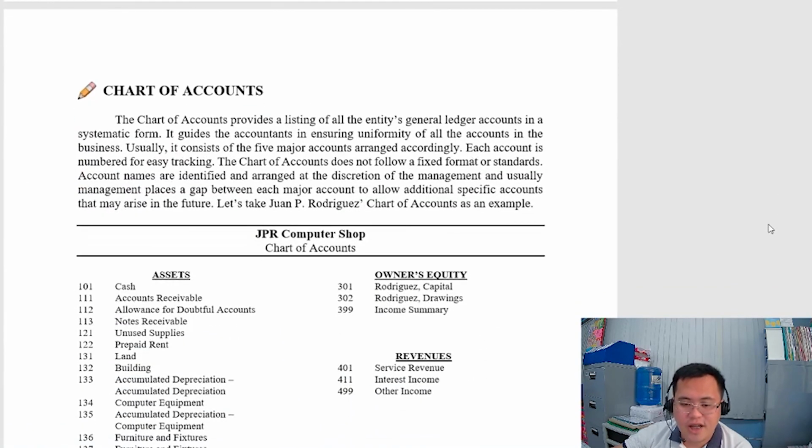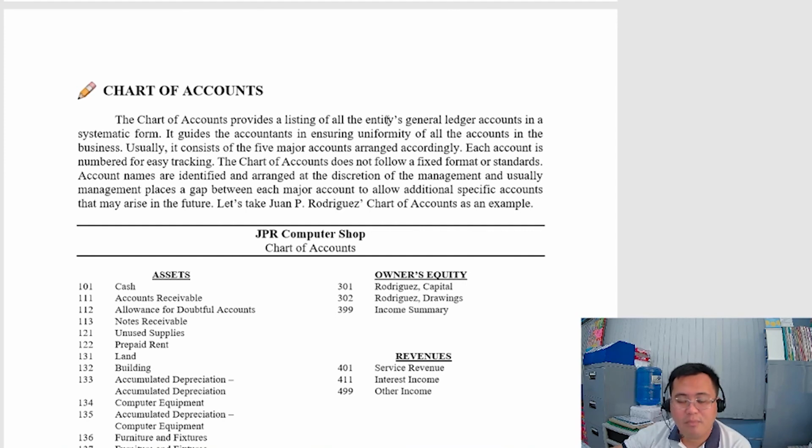So let's proceed. Chart of accounts. A chart of accounts provides a listing of all the entity's general ledger accounts in a systematic form. It guides the accountants in ensuring uniformity of all the accounts in the business. Usually, it consists of the 5 major accounts arranged accordingly. Each account is numbered for easy tracking. The chart of accounts does not follow a fixed format or standards. Account names are identified and arranged at the discretion of the management, and usually, management places a gap between each major account to allow additional specific accounts that may arise in the future.